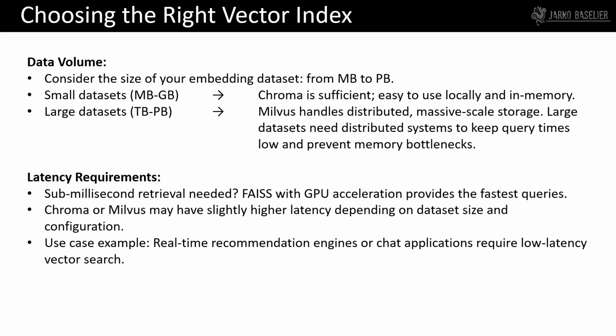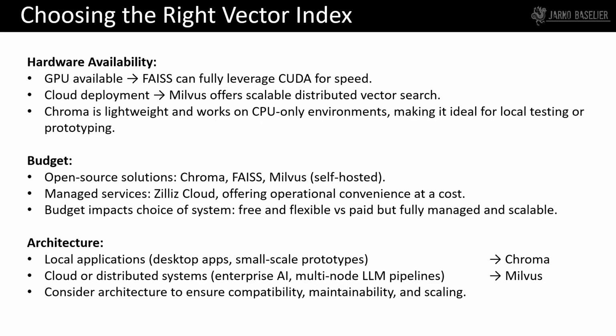For latency requirements, if sub-millisecond retrieval is needed, then FAISS with GPU acceleration provides the fastest queries. Chroma or Milvus may have slightly higher latency depending on the dataset size and configuration. So use case examples, real-time recommendation engines or chat applications require low latency vector search. And again, FAISS might be a very good option to use here.